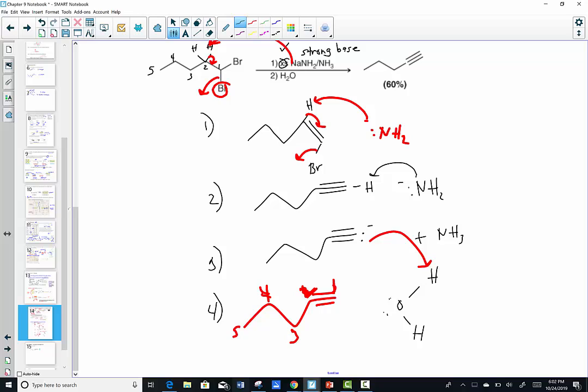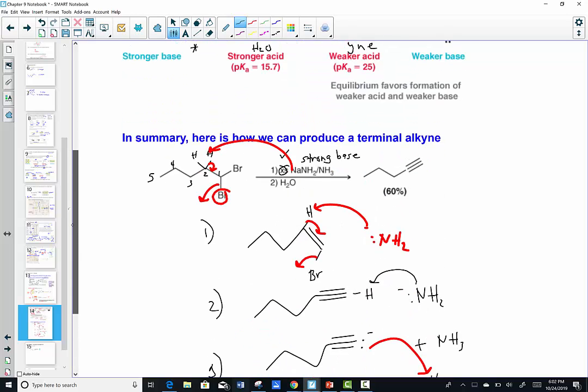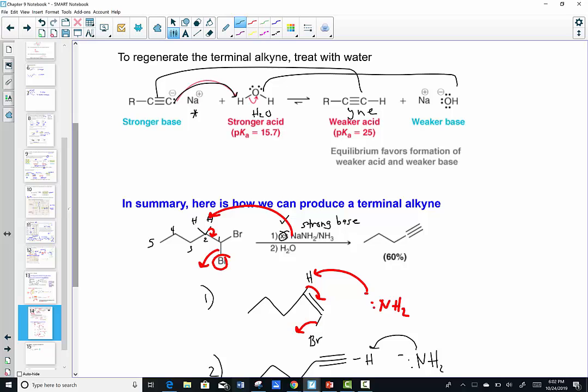And then, of course, since I removed this, we'd have a hydroxide as a leftover negative ion. And of course, that's where the sodium will be as well. So kind of a stepwise mechanism to let you know this was the overall process. With excess amounts of base, I have to reprotonate with the water, and we end up with a terminal alkyne.